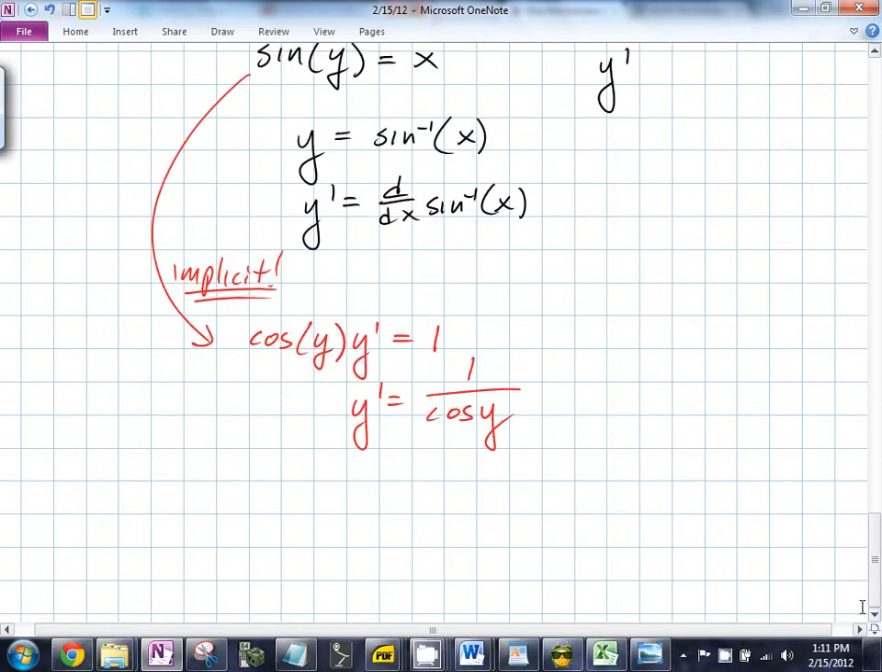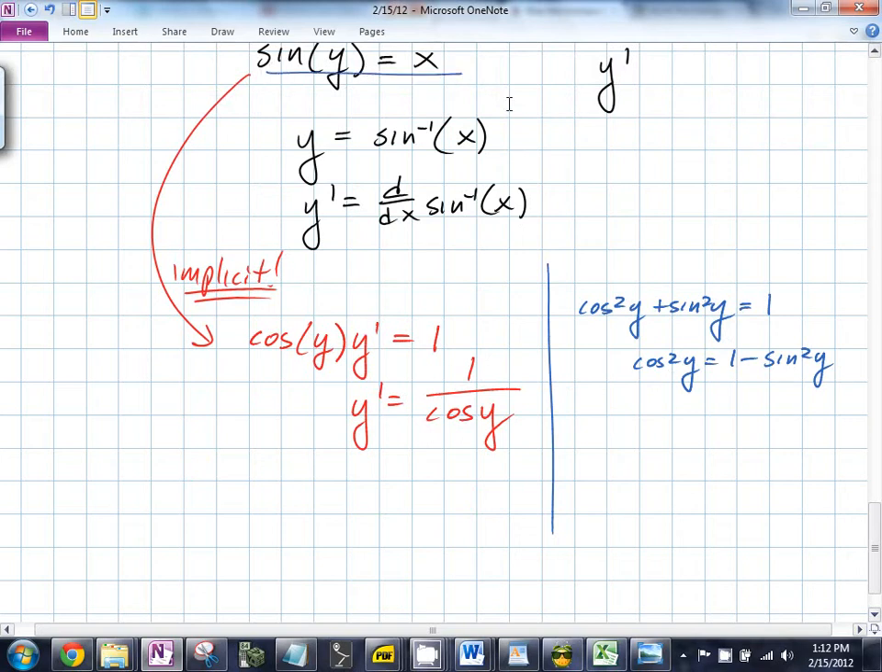Okay, so let's do a side. Let's remember something. What is cosine squared y plus sine squared y equal to? 1. So what does cosine squared y equal? 1 minus sine squared. Do you agree with that? Yes. Okay. So, what did we say at the beginning here? What does x equal? It's right there. I just underlined it. What does x equal? So we know that cosine squared y is equal to 1 minus x squared. Do you agree with that?